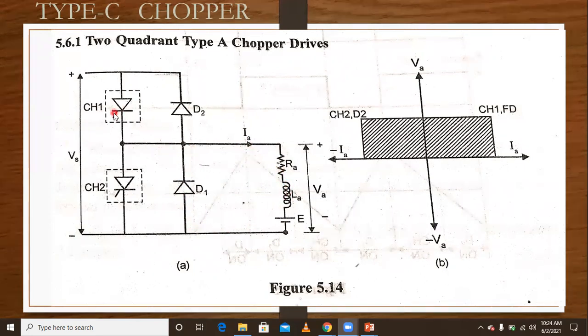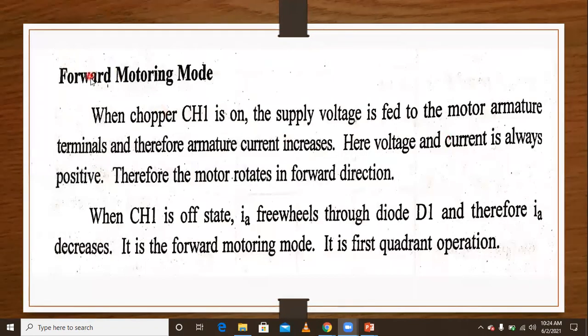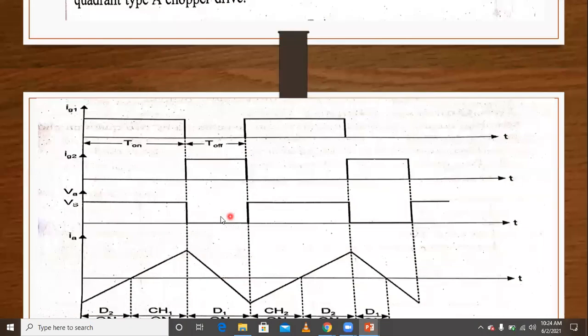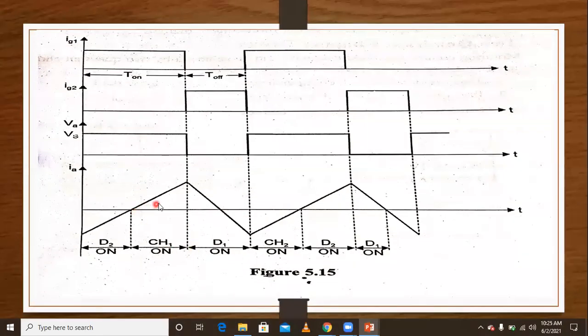During the time chopper CH1 is off, IA is decreasing like this. Understood? So this motoring mode is operating. That is called the forward motoring mode, which is the first quadrant operation. In forward motoring mode, when chopper CH1 is on, the supply voltage is fed to the armature terminals, and therefore the armature current increases. So when chopper CH1 is turned on, the armature current increases.